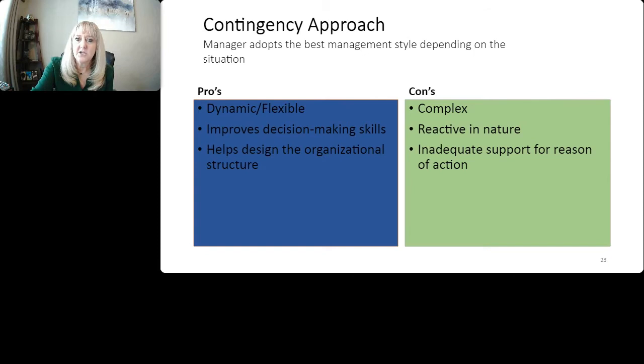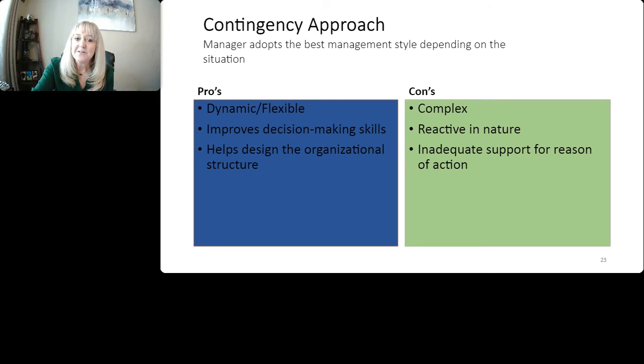And the last one is the contingency approach, in which a manager adopts the best management style depending on the situation. And again, I think I probably lean toward this one. It's a little bit more dynamic and flexible. It improves your decision-making skills. It helps design the organizational structure, but it can be complex. It can be somewhat reactive in nature, with inadequate support for the reasons of action.